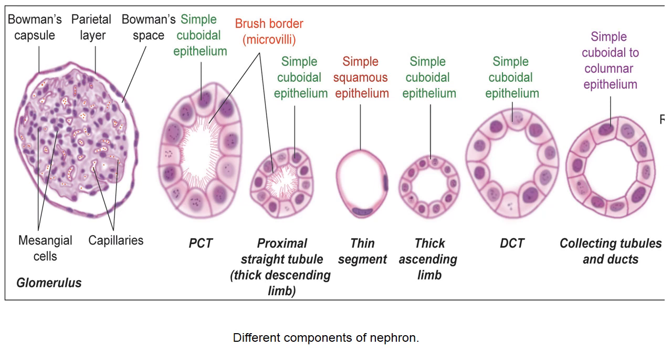Then the distal convoluted tubule is also lined by simple cuboidal epithelium. It has a centrally placed spherical nucleus, but the cytoplasm is less eosinophilic and it does not have a brush border or microvilli. The distal convoluted tubule has only simple cuboidal epithelium and there are no microvilli. Then the collecting tubules and ducts are also lined by simple cuboidal epithelium, and when the size of the duct increases, it is lined by simple columnar epithelium.